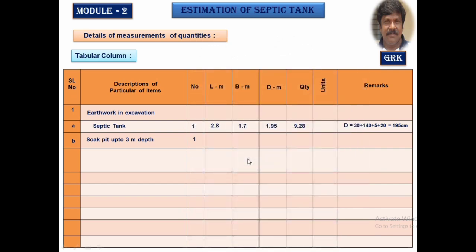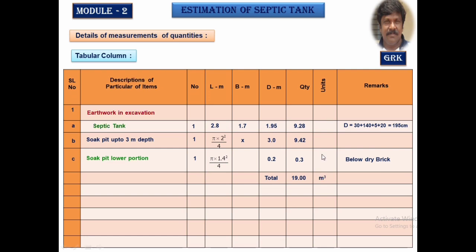Enter this in the respective columns. The outer diameter was 2 meter, so pi d square by 4 into the depth of 3 meter, we will get 9.42. For the lower portion of the soak pit, 1.4 meter is the diameter. So, we are going to take pi d square by 4 into 0.2 meter. Then we find out the total quantity, which is nothing but the summation of all these three quantities, measured in terms of meter cube. The unit for that is meter cube.